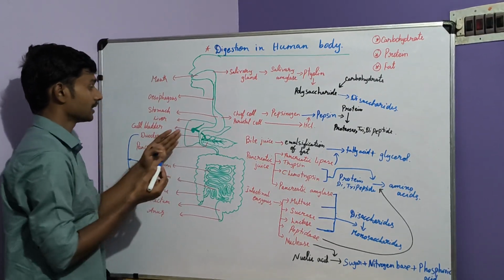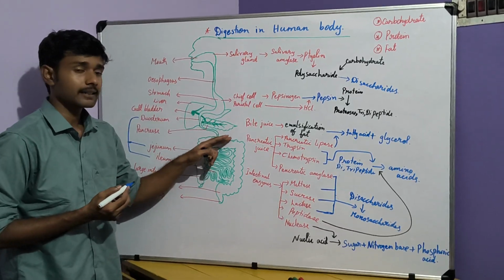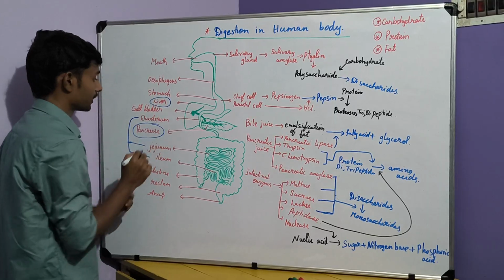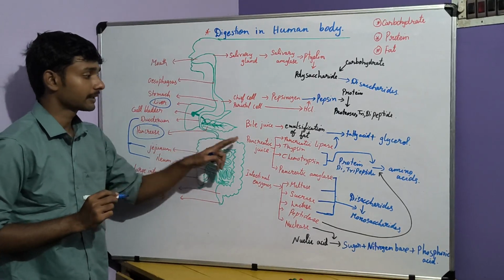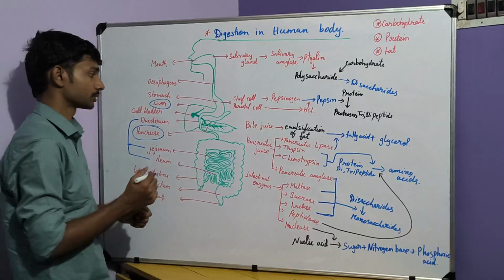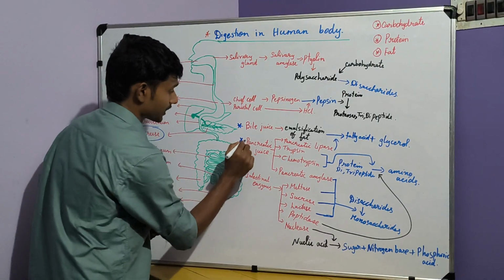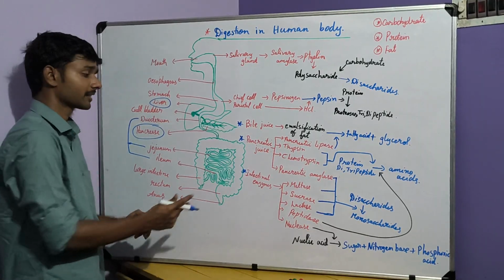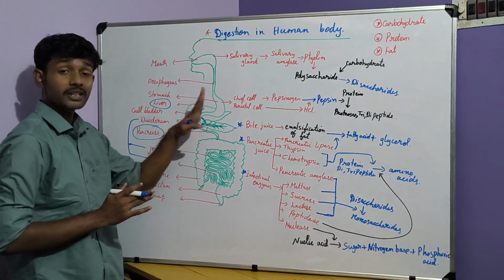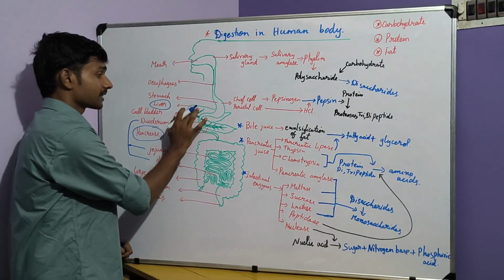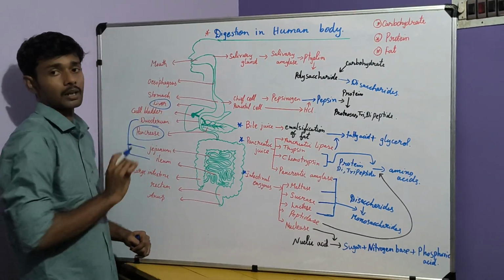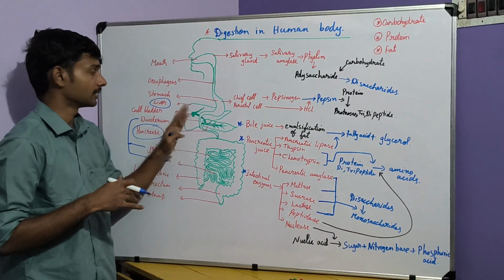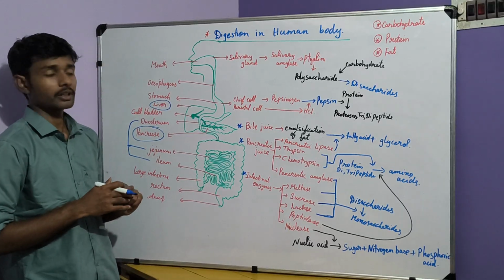In the duodenum region, two glands are present: the pancreas and the liver. The pancreas secretes pancreatic juice, and the liver secretes bile juice. So in the duodenum, three major things get secreted: bile juice, pancreatic juice, and intestinal enzymes. The liver secretes the bile juice, which is stored in the gallbladder. When digestion needs it, the gallbladder releases the bile juice into the duodenum.